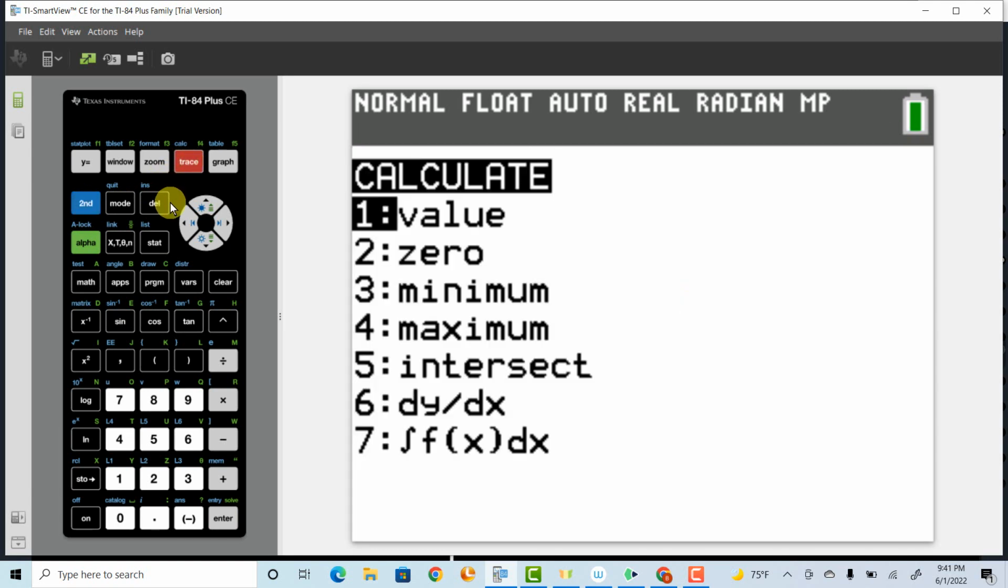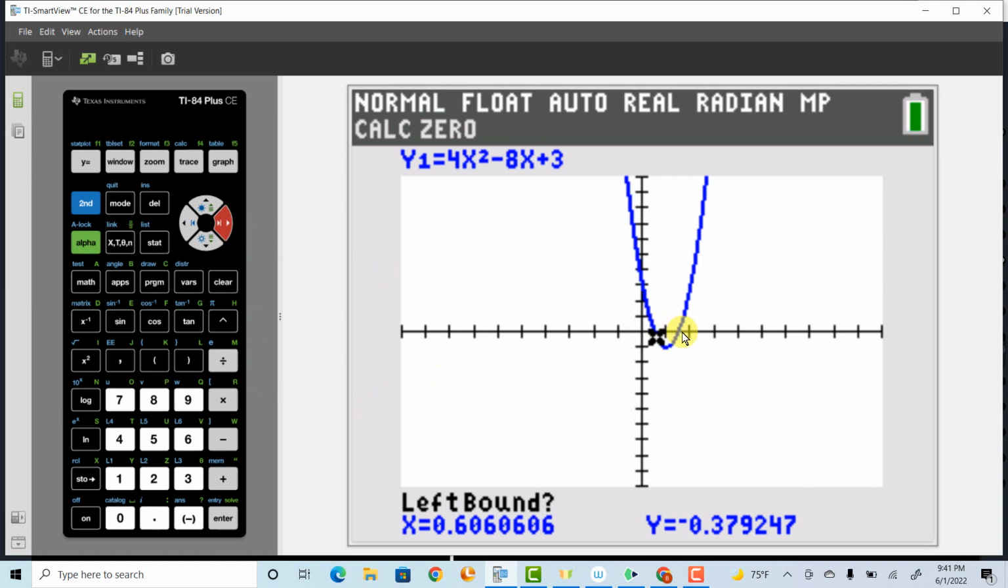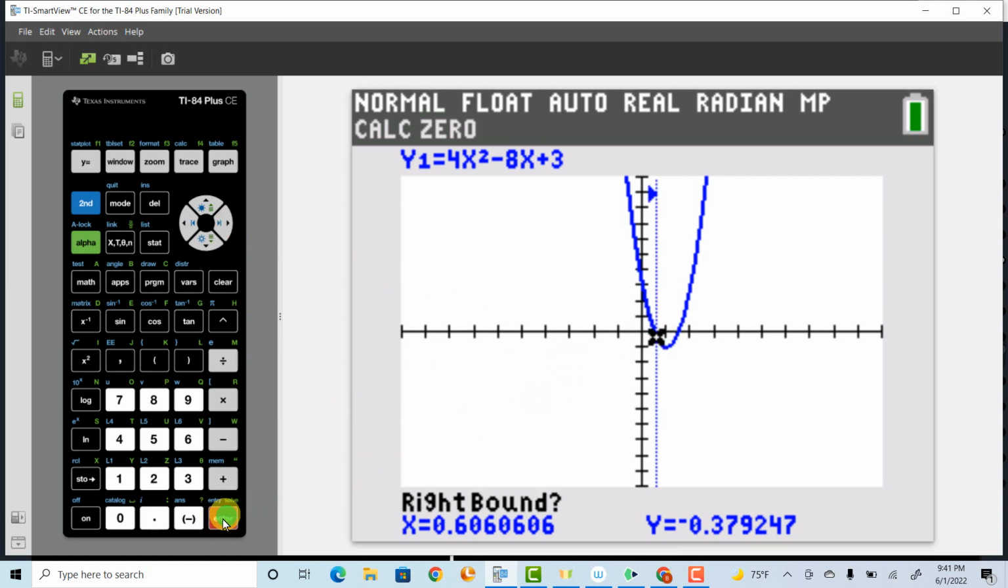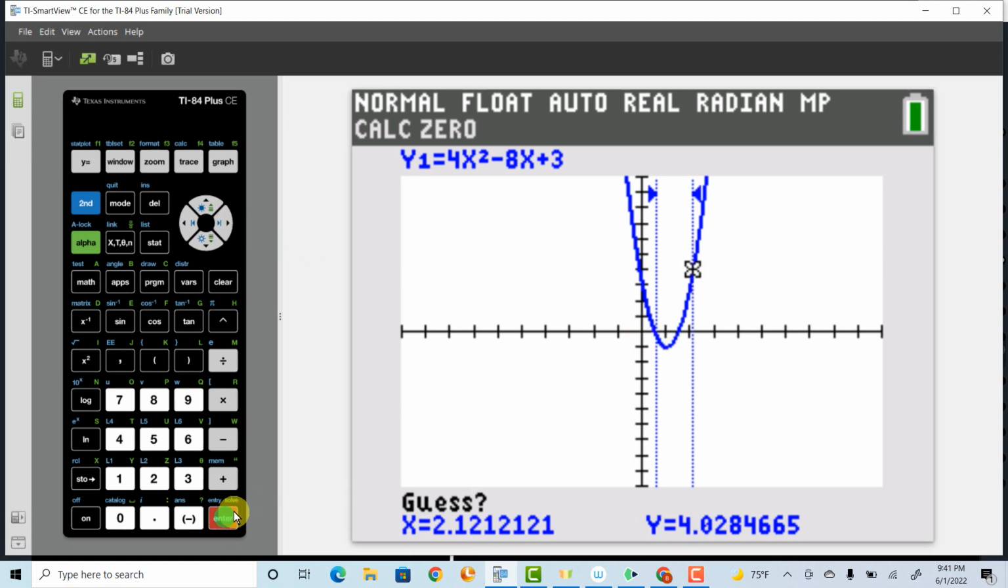Second, calculate. And we're going to choose number 2 because we're calculating the 0. It's asking for a left bound. So I need to be to the left of that point right there. So I'm going to press enter. And notice how it changed down here. Okay, now it says right bound. So I'm going to move my cursor to the right of this point here, because this is the point that I'm referring to. And I'll press enter.